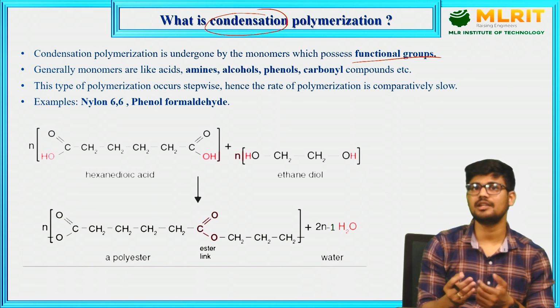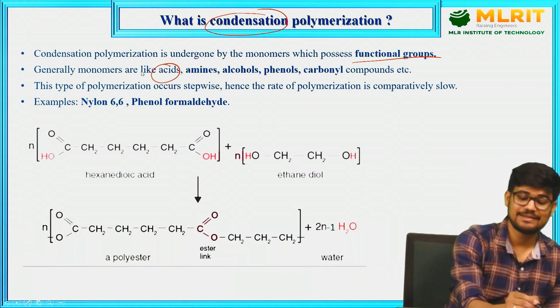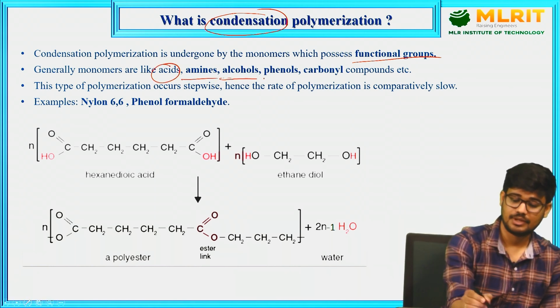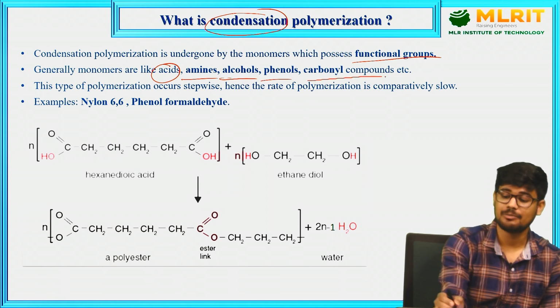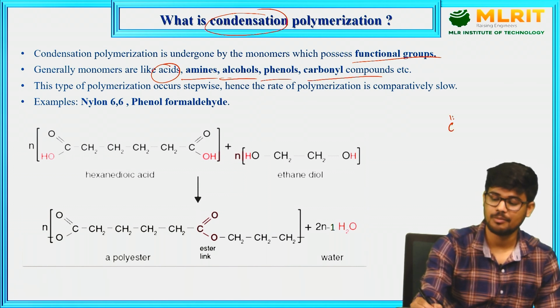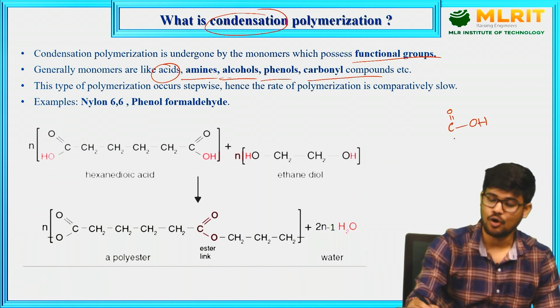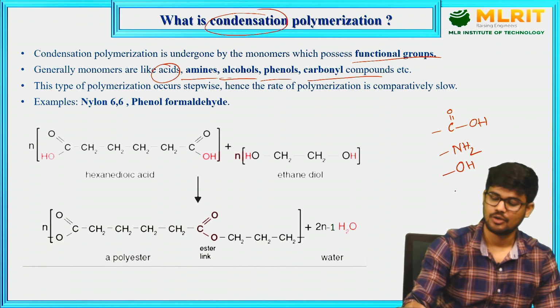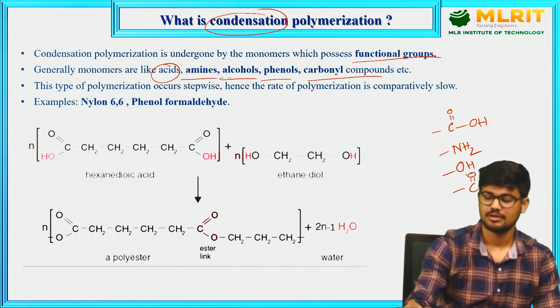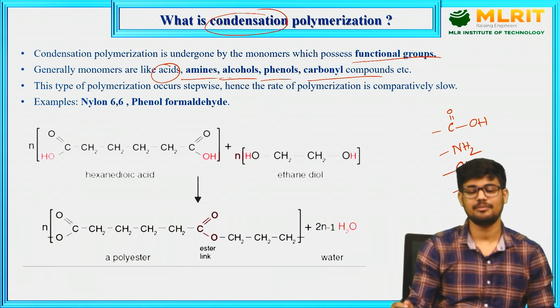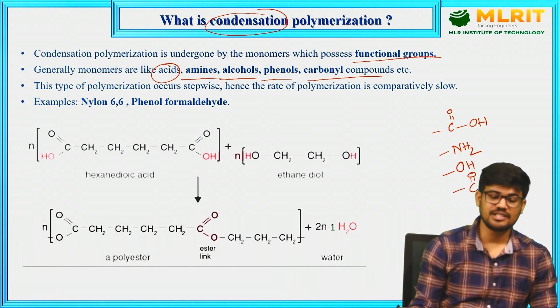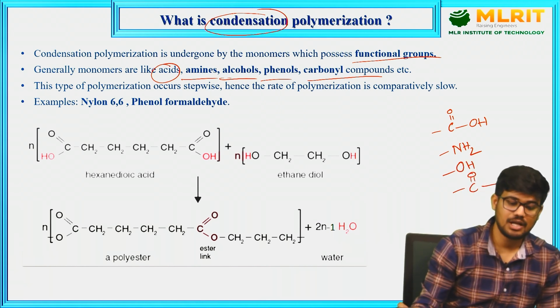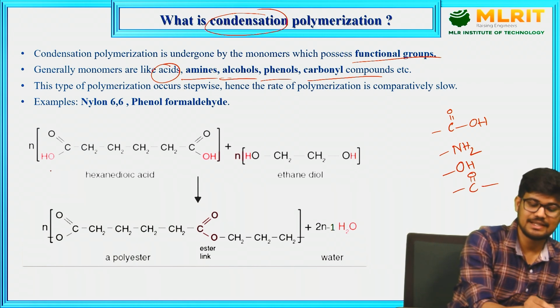Now what is a functional group? Examples: acids, amines, alcohols, phenols, carbonyl compounds, basically C double bond O, OH or NH2 or OH or phenol or carbonyl, like this. So all these things belong to functional groups. This is the condition. Now just consider this example.